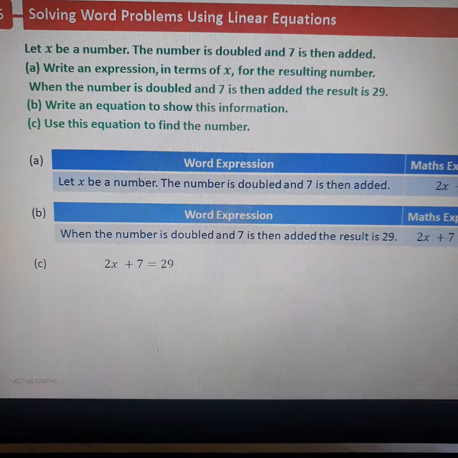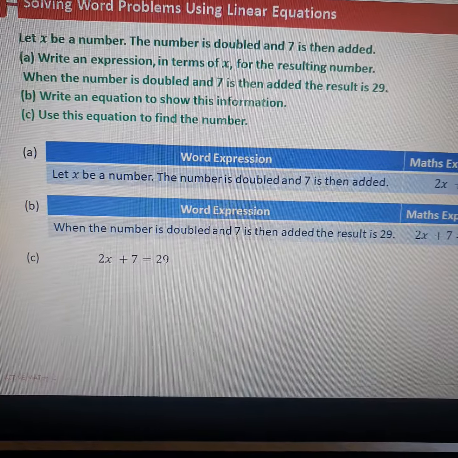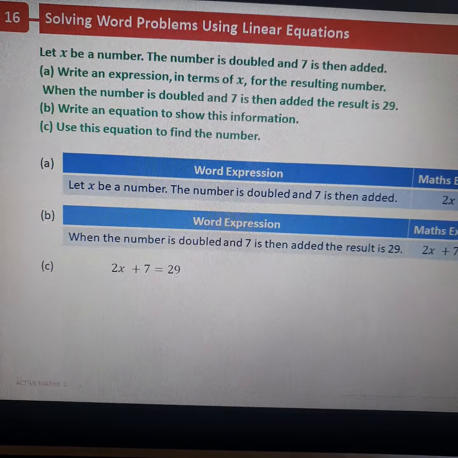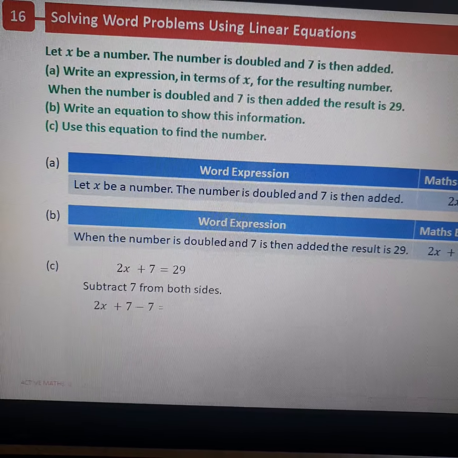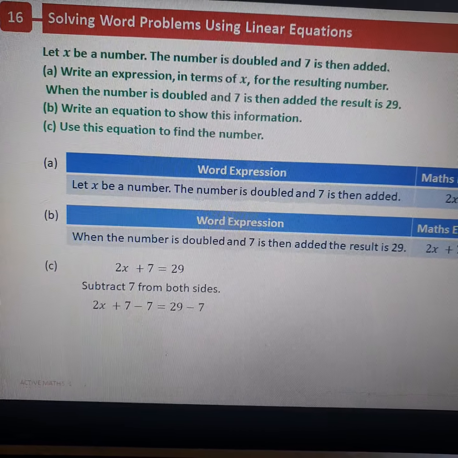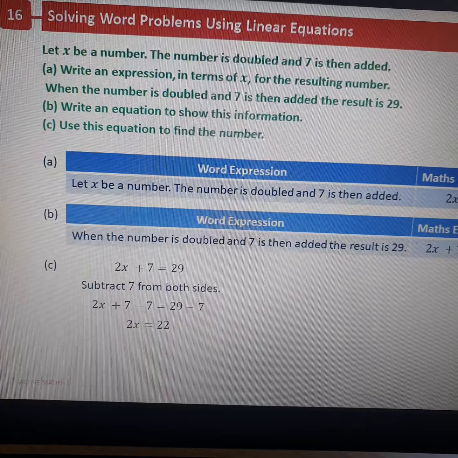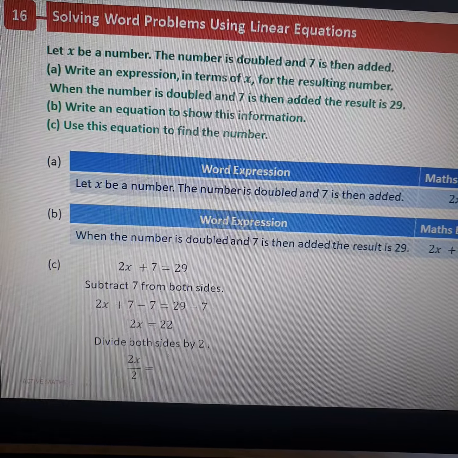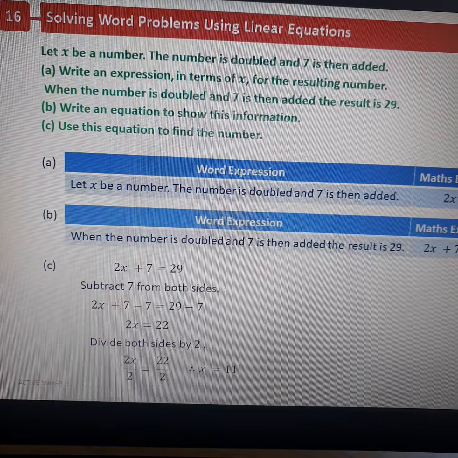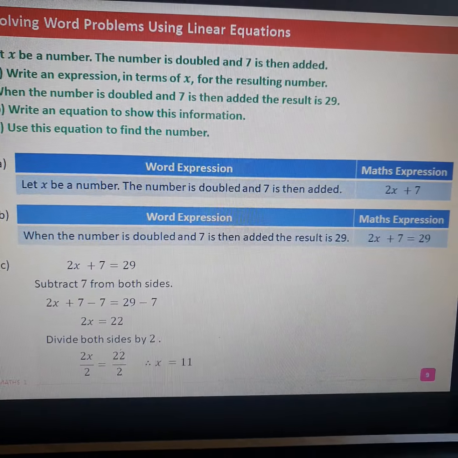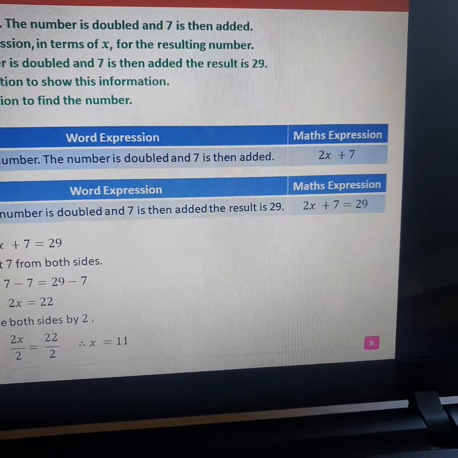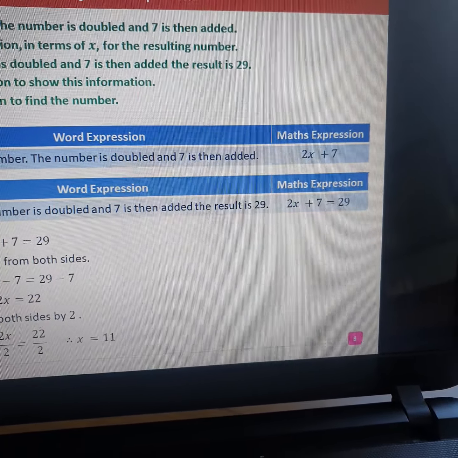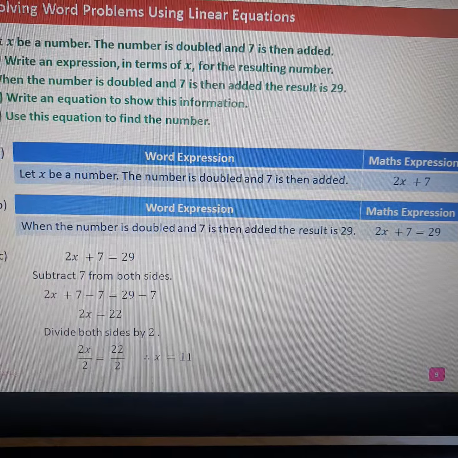Okay, so we know x is on the left hand side, the 2x. How do I get rid of that plus 7? Take away 7. So we'll take 7 from both sides. 7 minus 7 is 0, so you'll have 2x is equal to 22. Divide both sides by 2, we'll get x then is equal to 11. So the number is 11. And if you think about it, 2 times 11, which is 22, plus 7, that gives me 29 if we were to check our answer.